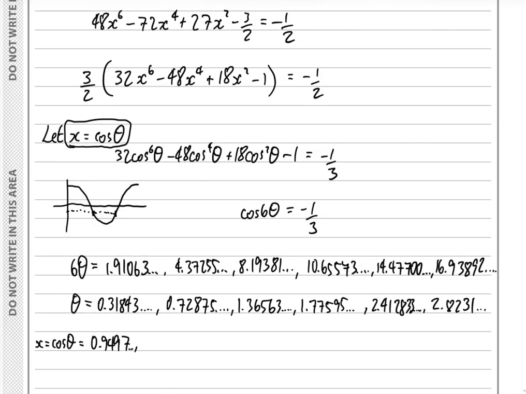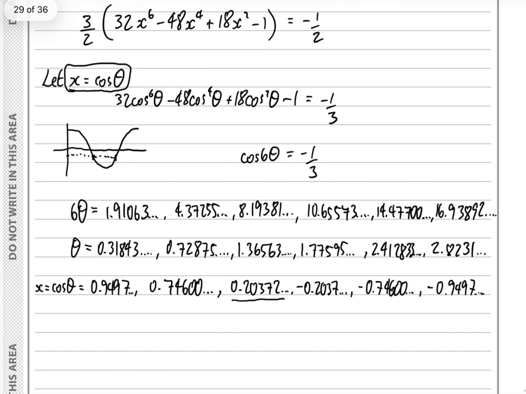0.9497. Here, you can see is already smaller, 0.74600. Here is 0.20372. Here is a negative, so I don't need to worry about that. This one over here is a negative. You can see a pattern forming here, I'm sure. And as you would expect, this is the negative of that result. Well, it's a lot of work to find the smallest positive value, which is here.